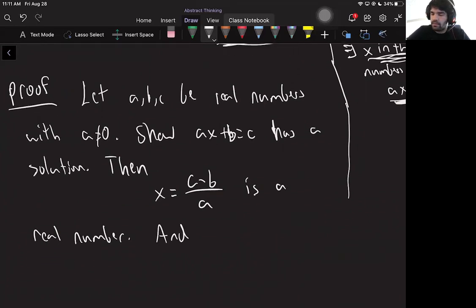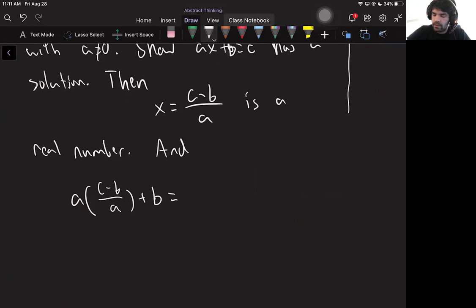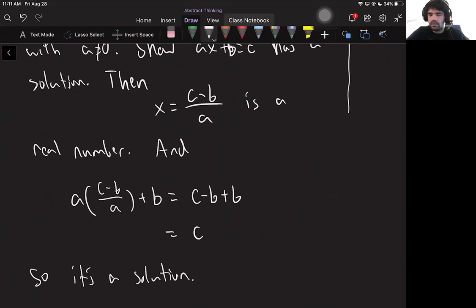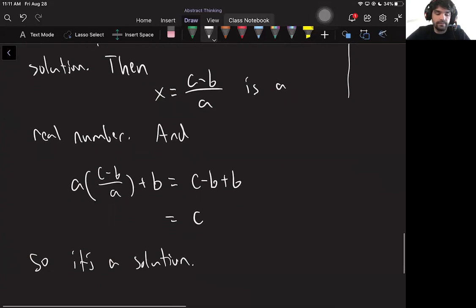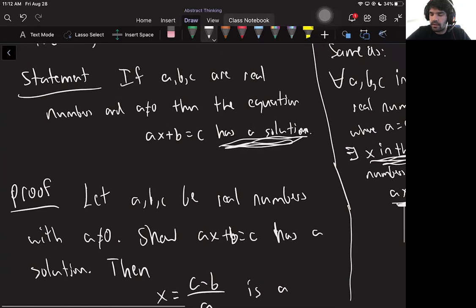and it does exactly what it should do. If I plug it in for x here, it will give me c, because I'll get c minus b plus b equals c. So it's a solution. So I've shown a solution exists by just naming the solution. So that's okay, it's kind of boring. That's just like exactly what you expect you should do.